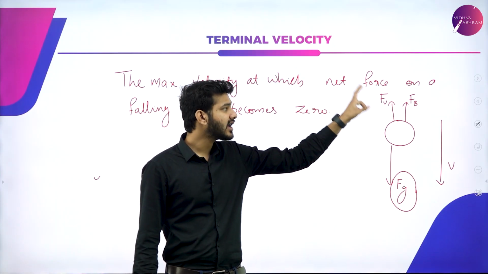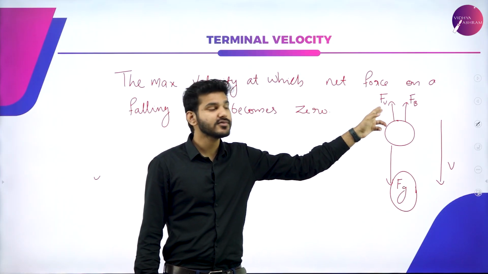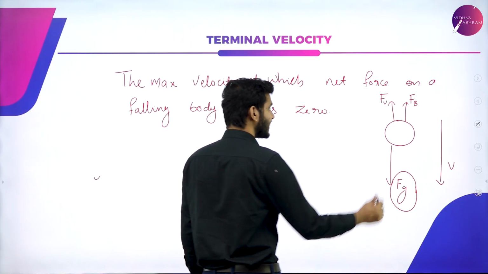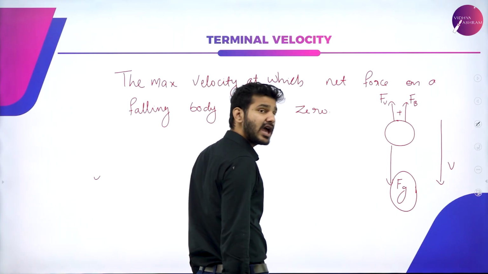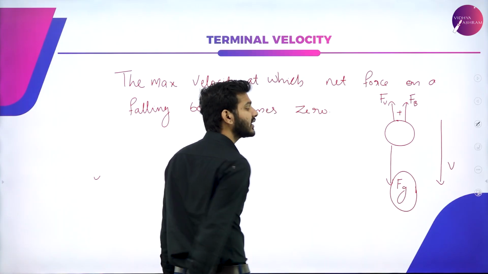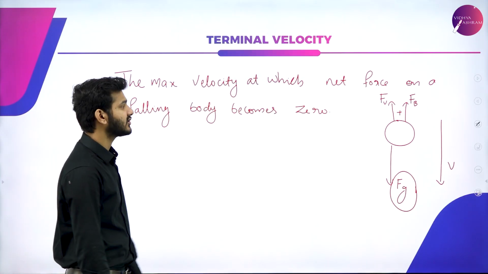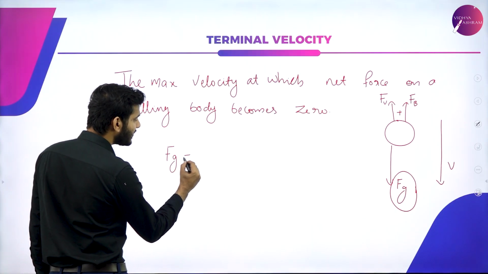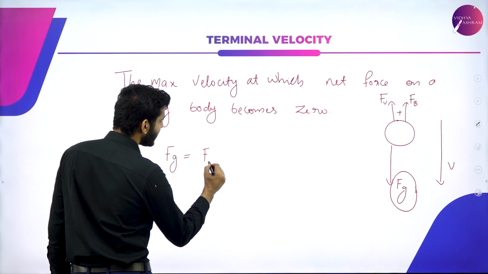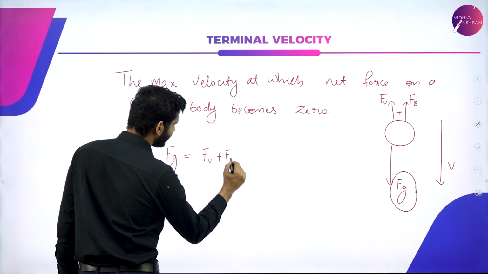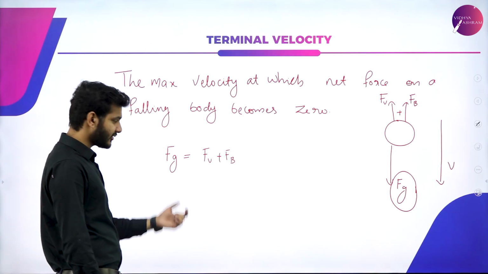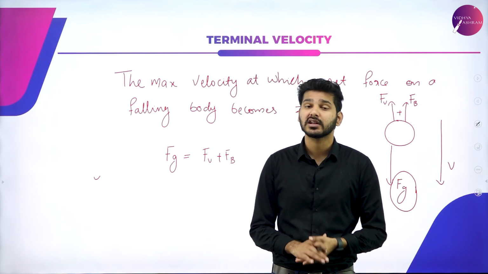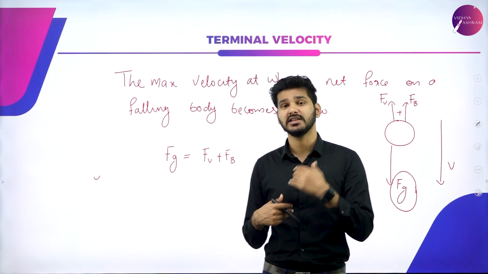So we can say that Fv is viscous force and Fb is buoyant force. These two forces combined will balance out this particular gravitational force. So we can just say that Fg will be equal to Fv plus Fb. Because these forces are equal, they cancel each other out, and then we can attain terminal velocity.